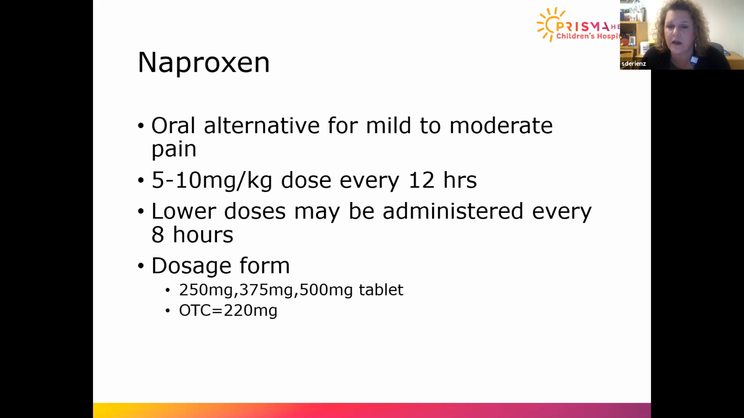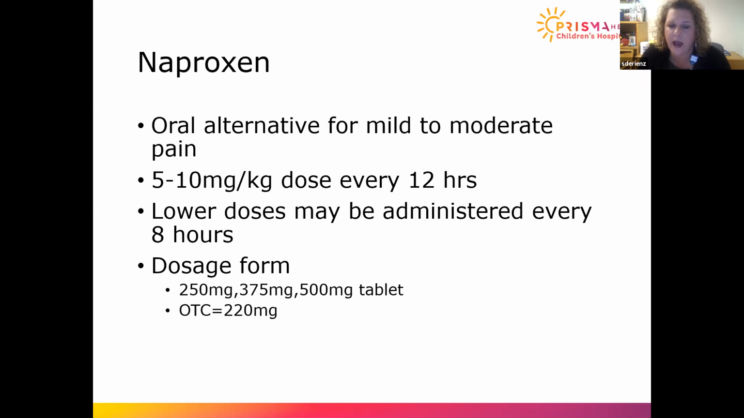We will occasionally, especially in our sickle cell patients, if a patient does like using naproxen, we can switch that to that alternative versus the ibuprofen. And then again, the OTC product is available as a 220 milligram tablet.